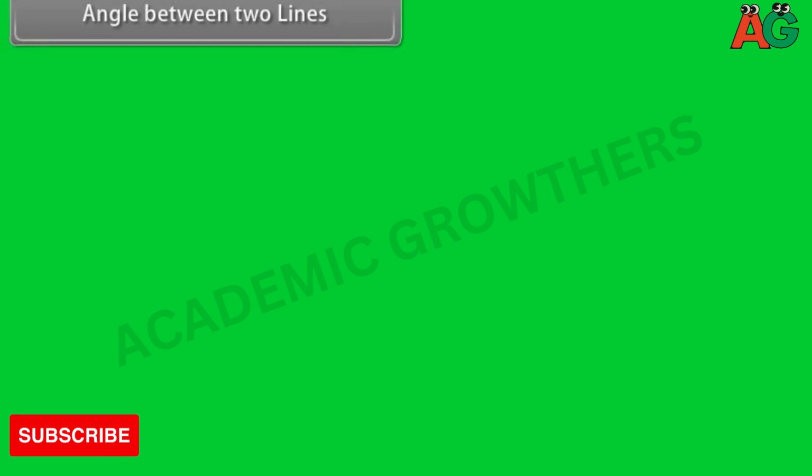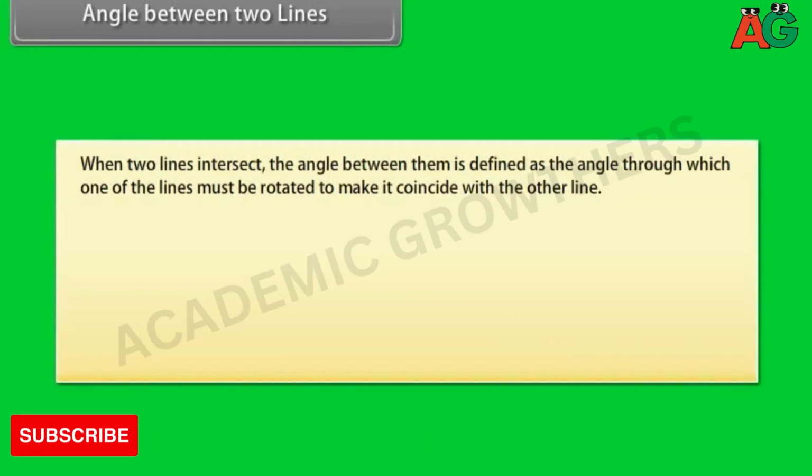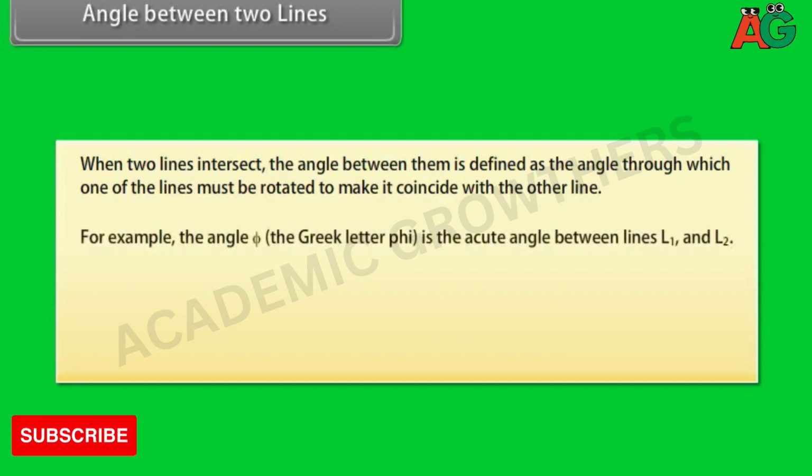Angle between two lines. When two lines intersect, the angle between them is defined as the angle through which one of the lines must be rotated to make it coincide with the other line. For example, the angle phi is the acute angle between lines L1 and L2. Alpha 2 is equal to alpha 1 plus phi. Therefore, phi is equal to alpha 2 minus alpha 1.